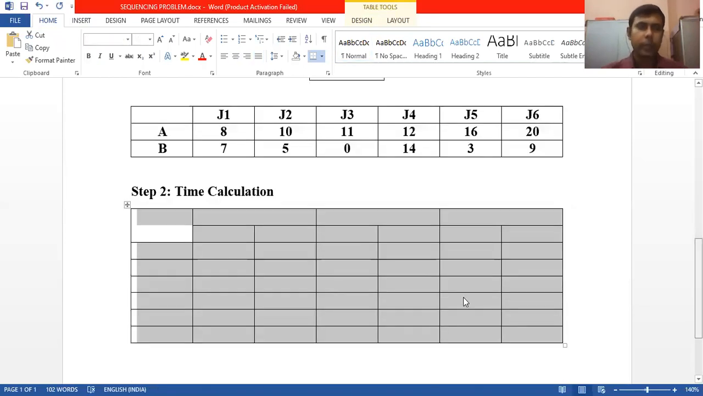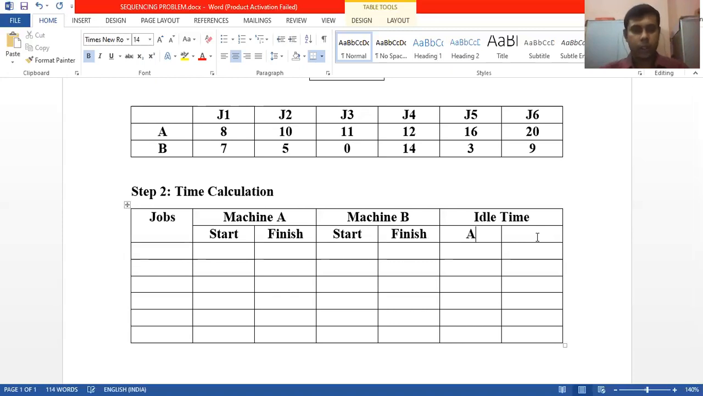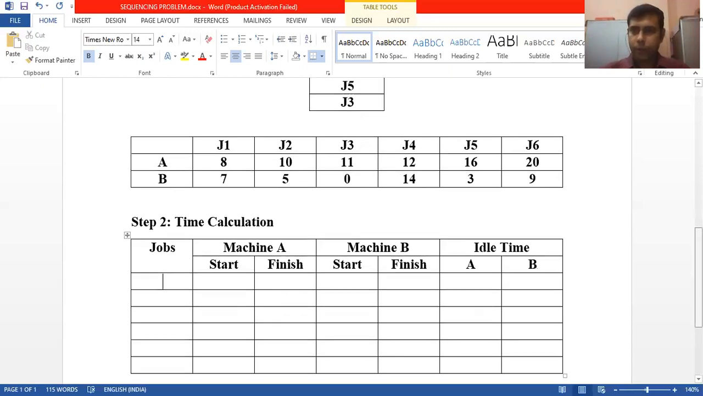So let me go up. This is for jobs. This is for machine A. This is for machine B. This is for idle time. Now here we'll write start. Here we'll write finish, again start, finish. This is for machine A, this is for machine B. So jobs.